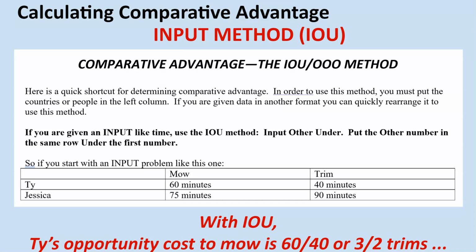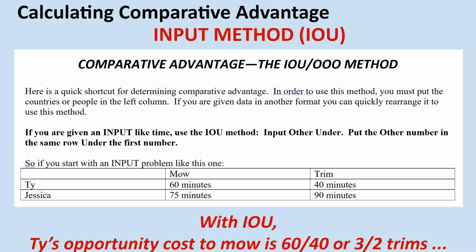Now in this example, input other under is what we're thinking of in terms of the input method, IOU. Input other under means you're comparing the two items that a particular individual is producing, or a firm or a country is producing. In this case, Ty and Jessica are mowing lawns and trimming hedges, or trimming lawns. And the idea here is that it takes Ty 60 minutes to mow a lawn, but 40 minutes to trim a hedge or a lawn.